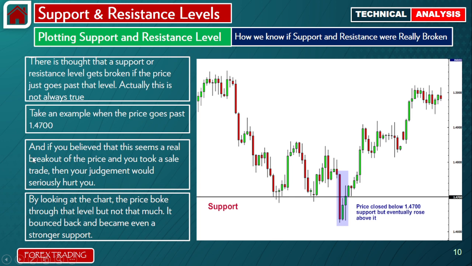If you believe that this seems a real breakout of the price and you took a sale trade, thinking that now it's breaking and the price will move further, then this judgment will seriously hurt you. The price was just testing it. It was just a kind of fake breakout. By looking at the chart, the price broke through that level, but not by much. It bounced back and became an even stronger support.